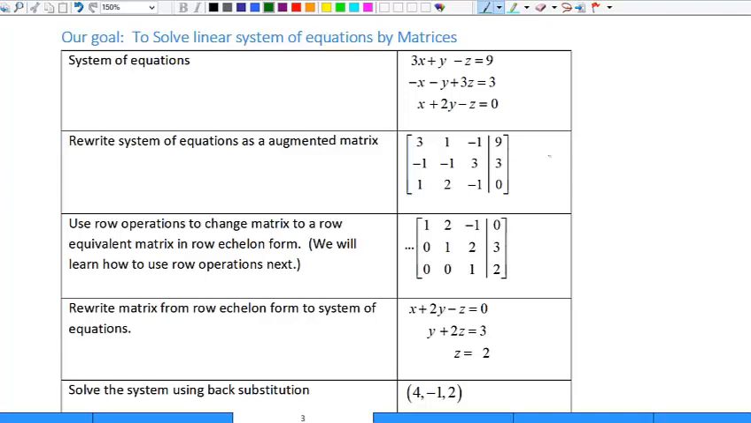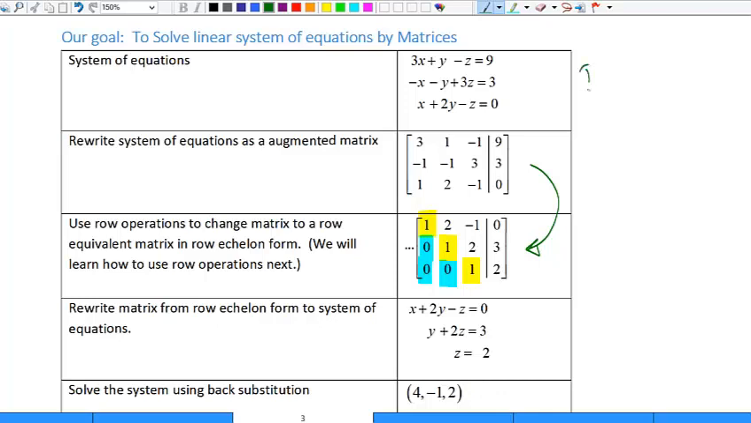We've already practiced that. If I can get this matrix to look like an equivalent matrix, but in row echelon form. Remember, row echelon form is where you have ones down the diagonal, we have zeros beneath them. If I can make the original augmented matrix to look like a matrix in row echelon form using row operations, then I can rewrite it in equation form. Then I can use back substitution to solve the equation. So this is the plan.